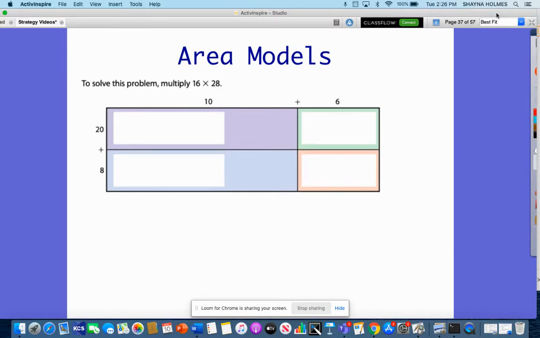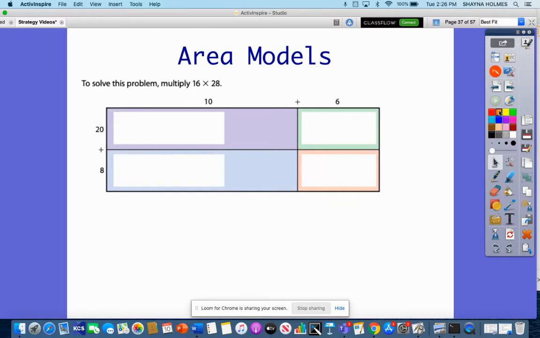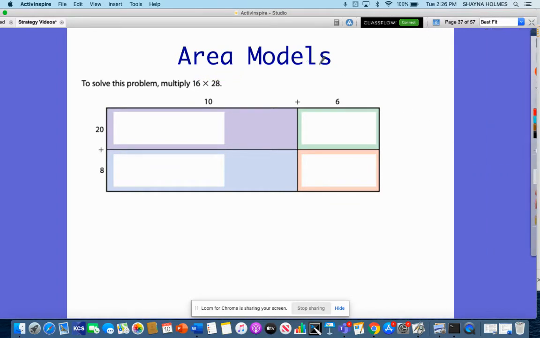In one of the previous videos, we already talked about what an area model is, and we used it to multiply a one-digit number by another multi-digit number. So now we're going to look at it with 2-digit by 2-digit. So it's the same kind of concept. So here I have 16 times 28.